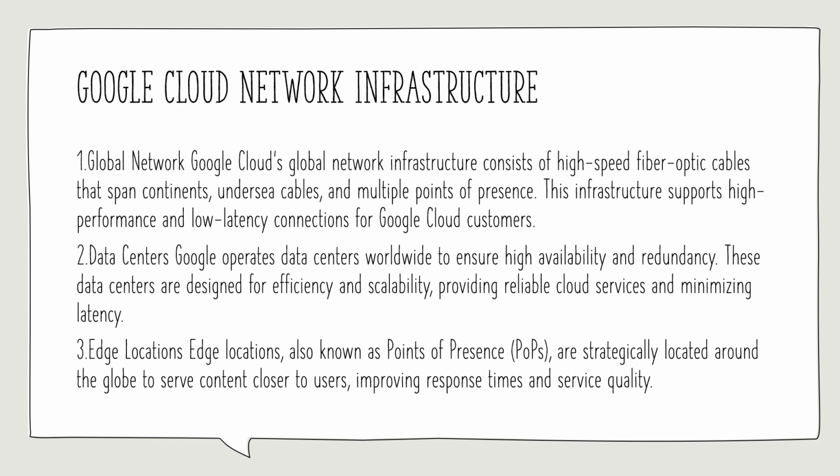2. Data centers. Google operates data centers worldwide to ensure high availability and redundancy. These data centers are designed for efficiency and scalability, providing reliable cloud services and minimizing latency. 3. Edge locations. Edge locations, also known as points of presence, POPs, are strategically located around the globe to serve content closer to users, improving response times and service quality.